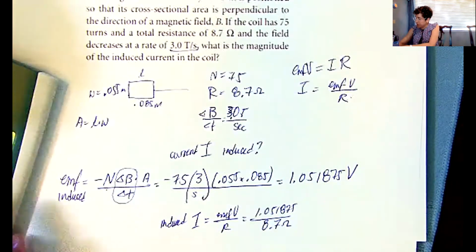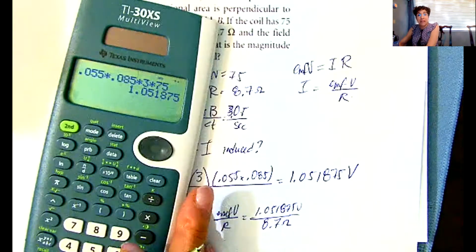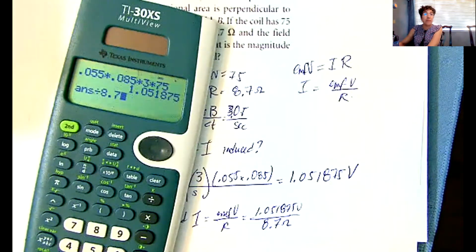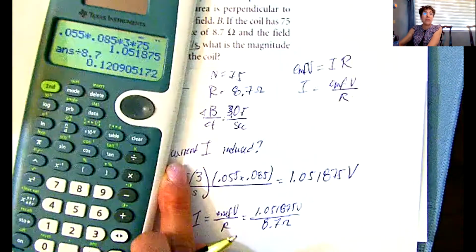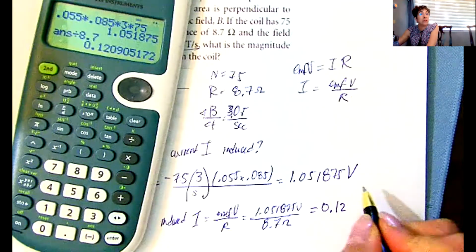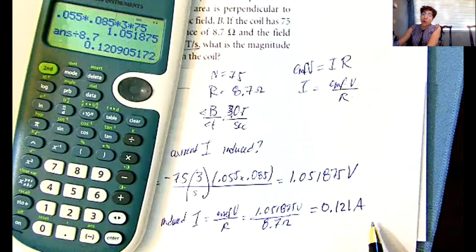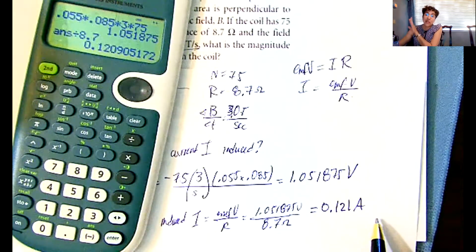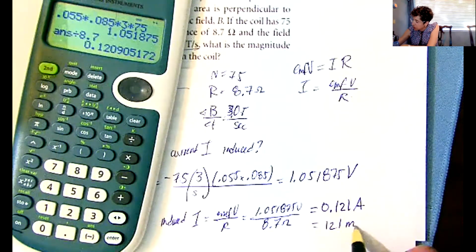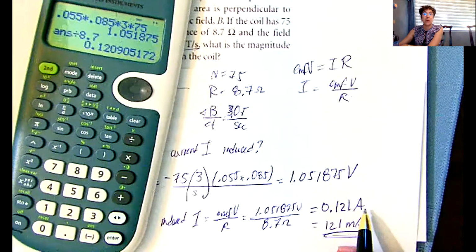Okay, and this is volts. So let's take that and divide this by 8.7. There we get 0.121 amps. Remember that milliamps is what we really deal with in terms of safety. So this one here is like 121 milliamps, but it's fine to have it as 0.121 amps.